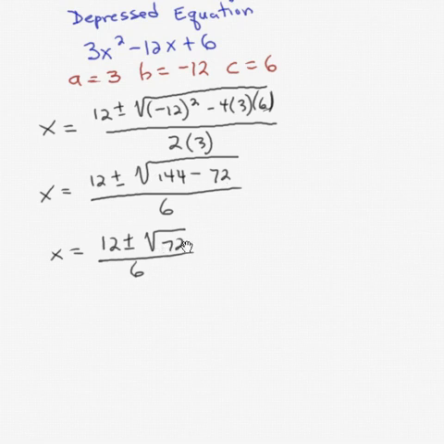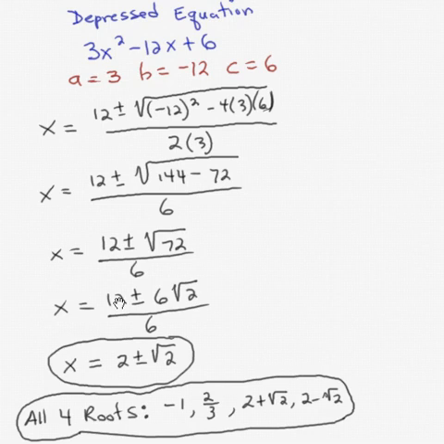144 minus 72 for the discriminant is 72, which can be thought of as the square root of 36, which is 6, times the square root of 2. There's a greatest common factor in the numerator of 6. When I divide that out or factor it out, 12 divided by 6 is 2. 6 square roots of 2 divided by 6 is the square root of 2. So the remaining two answers we would not have found using the rational root theorem because they are irrational roots. 2 plus the square root of 2, 2 minus the square root of 2. And in the previous lesson's theorem, the conjugate root theorem for irrational numbers, if you have an irrational root, you also have its conjugate.